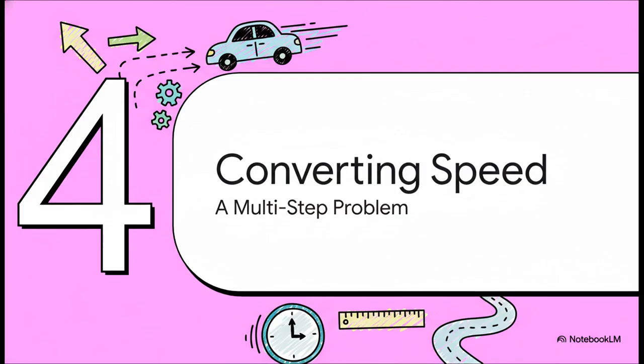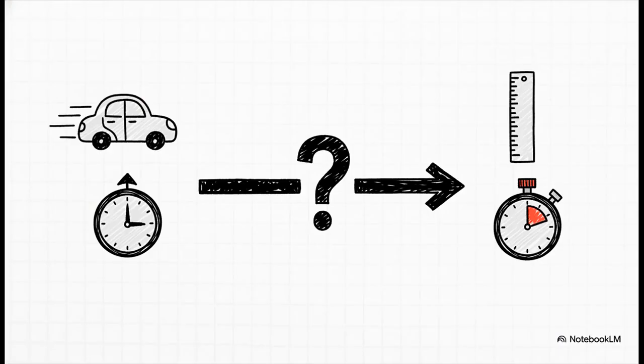Okay, so let's level up a little bit. What happens when you have units that are a bit more complex, like speed? Distance over time. Well, it just means you have to do more than one conversion. Here's a classic problem you might see. Let's say a car has an average speed of half a mile per minute, but we need to know that speed in meters per second.